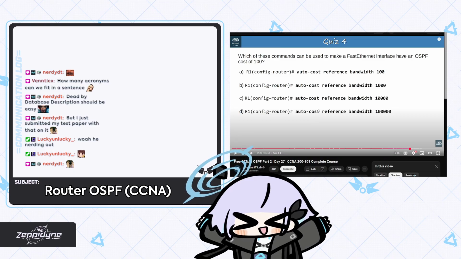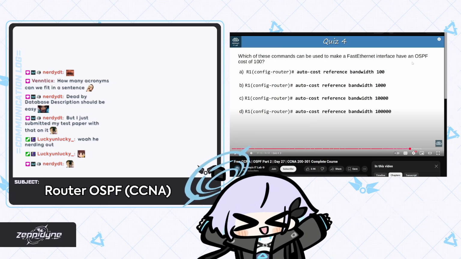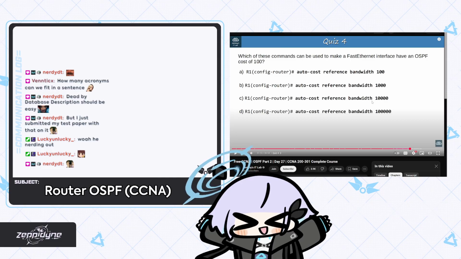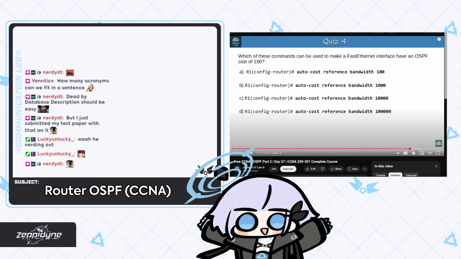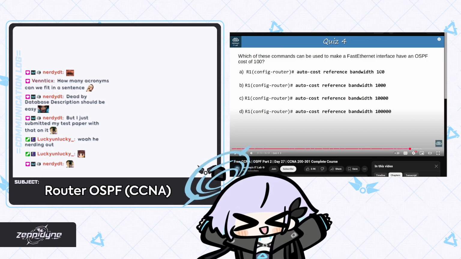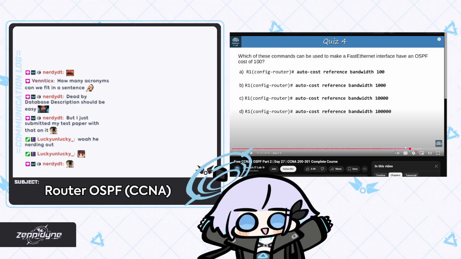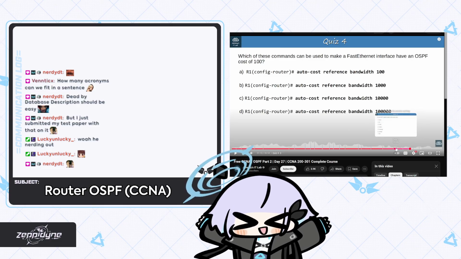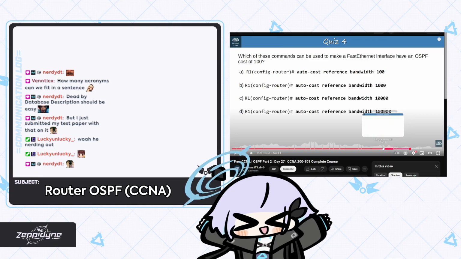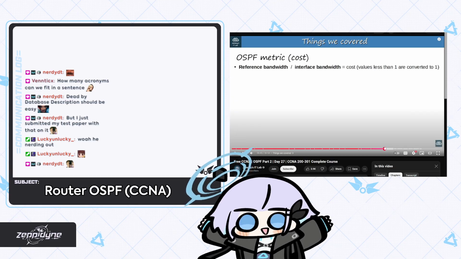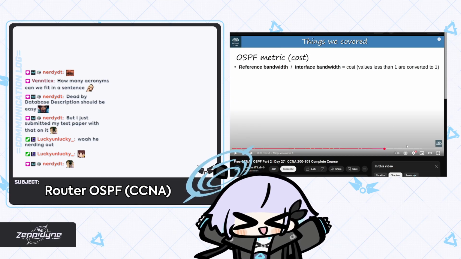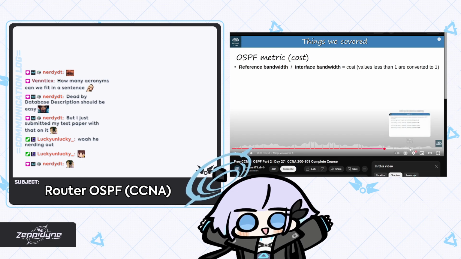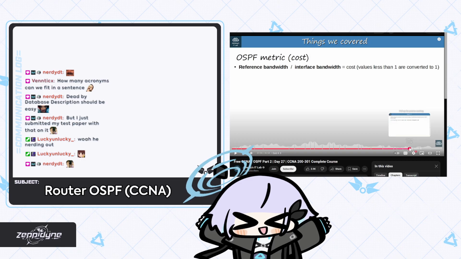Since this is in megabits, I have an OSPF cost of 1000. I think you have to do 10,000. The default is 100. So, if you check the formula again, where is it? Reference bandwidth divided by interface bandwidth.